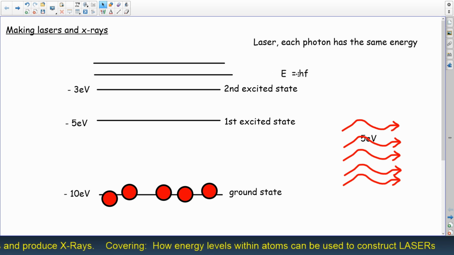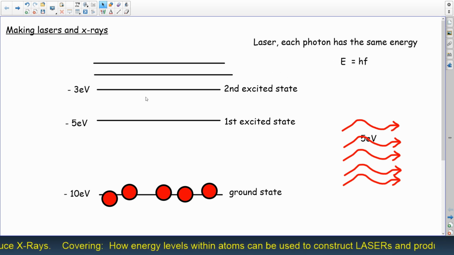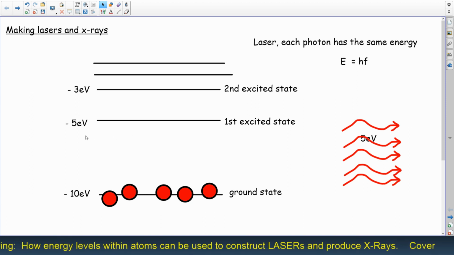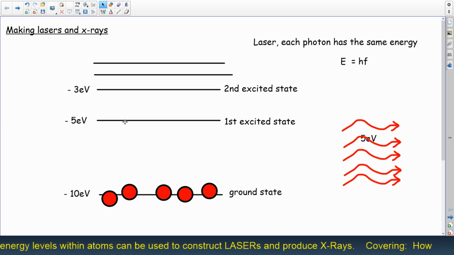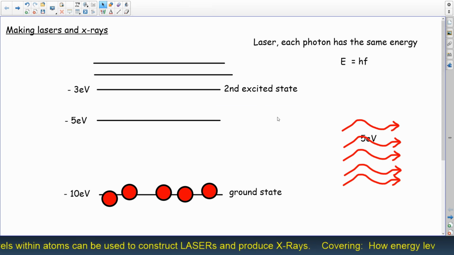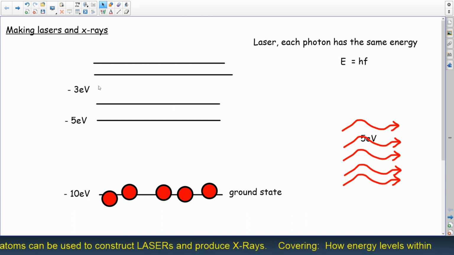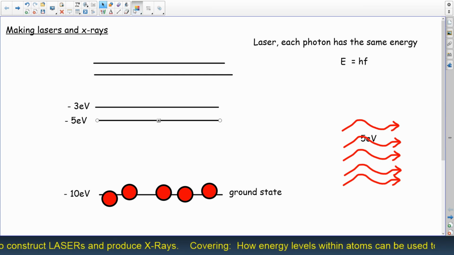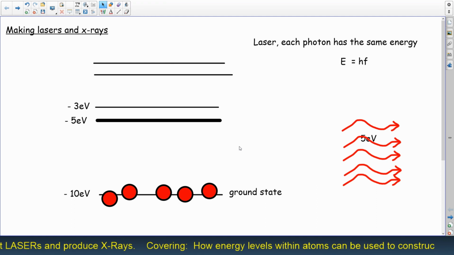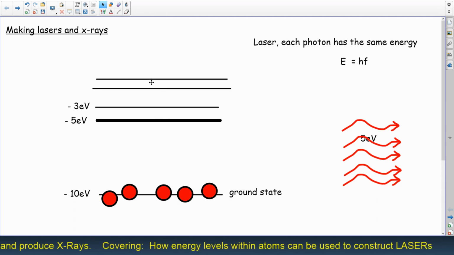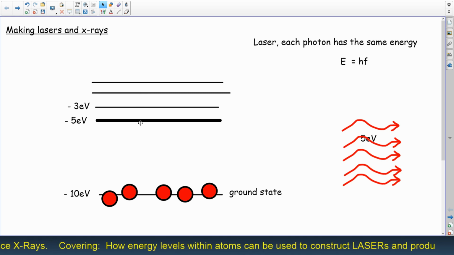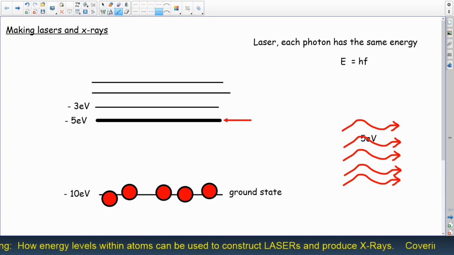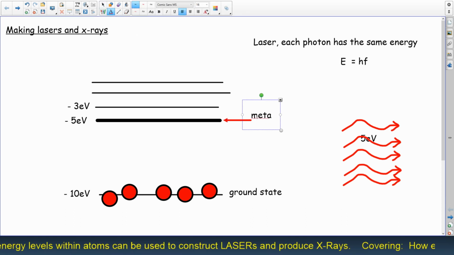And to do that, we need to build something that has a little bit more of a manufactured system of energy levels. Let's say we still want 5 electron volt photons. We go and build ourselves a material. We find materials that help us out. And one of these materials has something pretty special. It's got its energy levels and all going on here. That's great. But there's a specific energy level in certain materials that we call a metastable energy level.